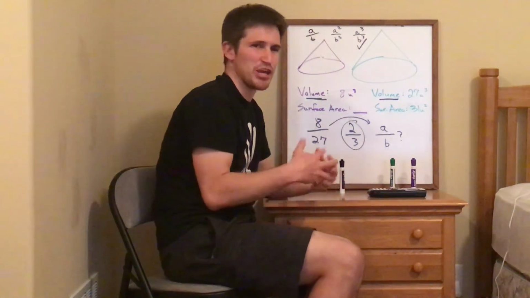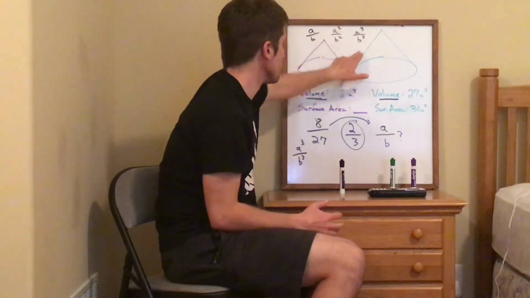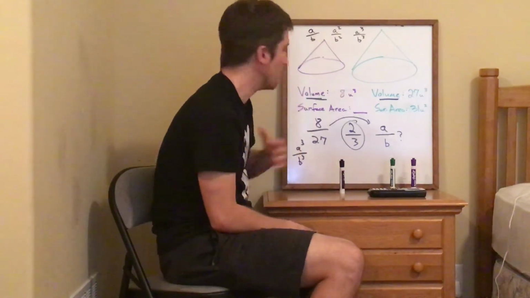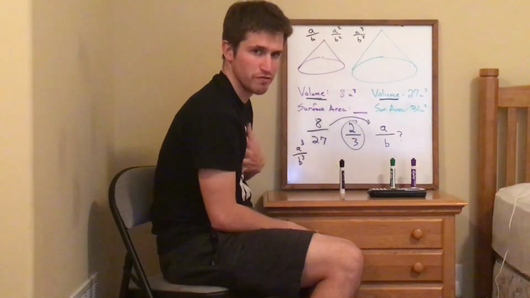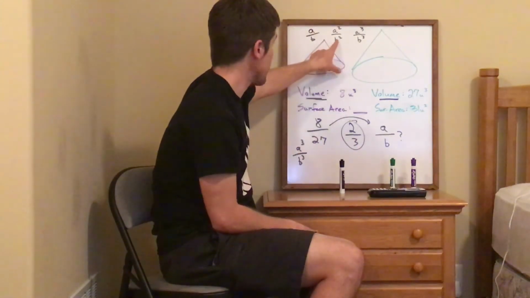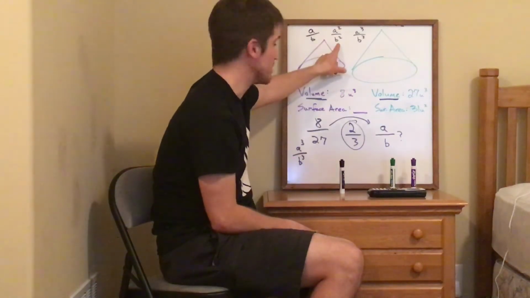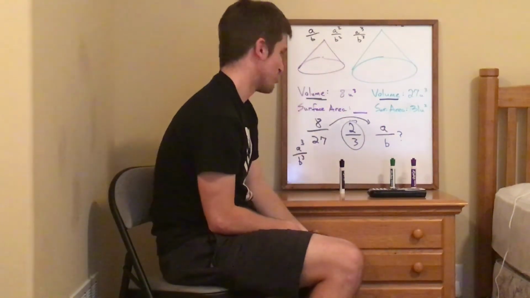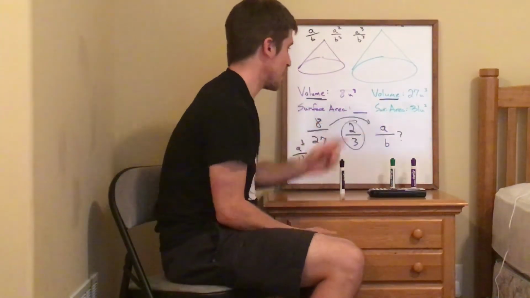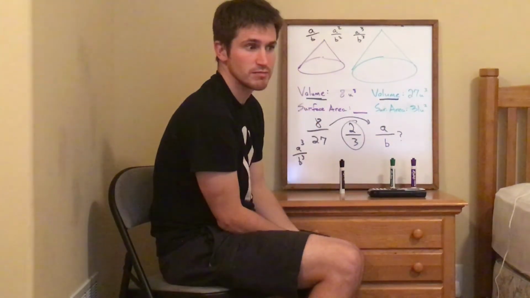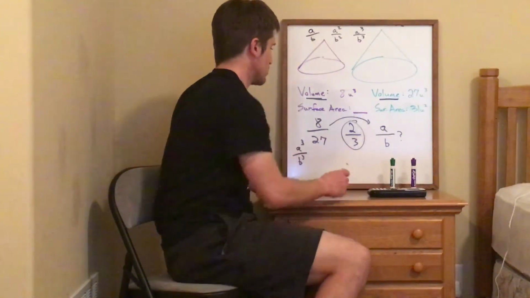Step 2 is I use whatever ratio I think will be most useful for me. I want to know that surface area. If I want to know surface area, that's the ratio I need to use: A squared over B squared. So I'm actually not going to use 8 over 27, that's volume. I'm not going to use A over B, that's scale factor, that's perimeter. So I'm going to use A squared over B squared.